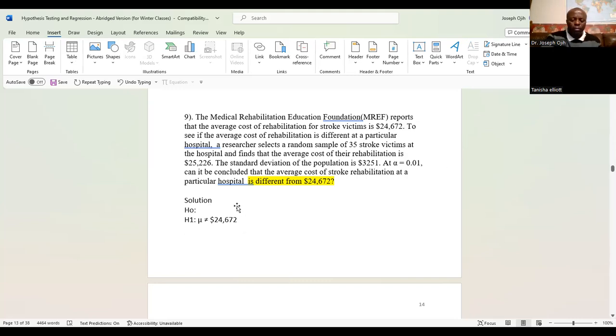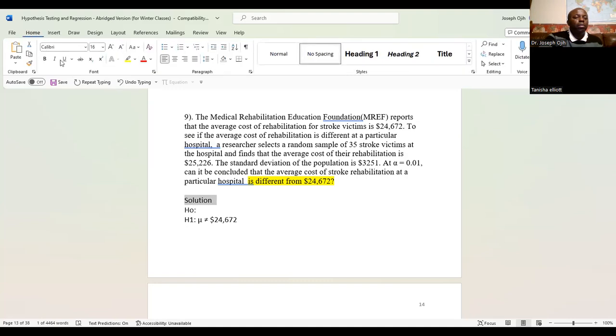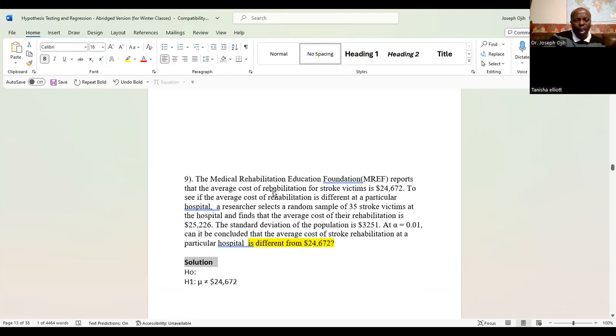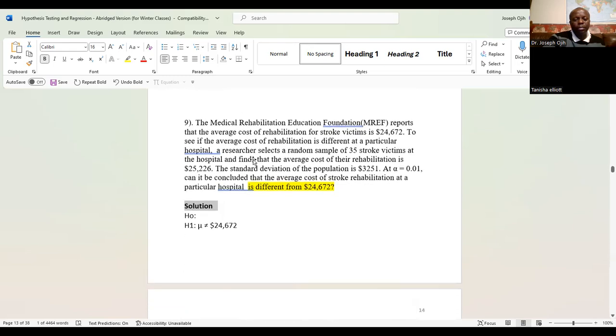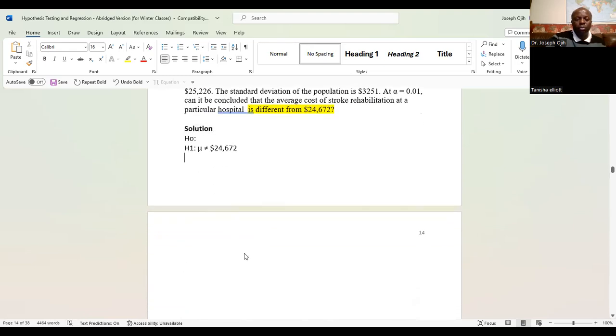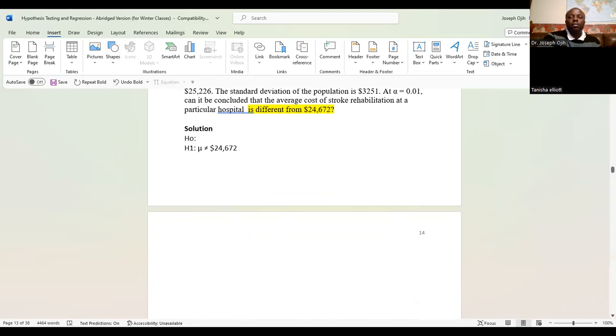Now H0, as usual, we always say the opposite of H1, I mean to say. So to do that, let's put it here. The opposite is that it is equal, so that the mean is equal to 24,672.